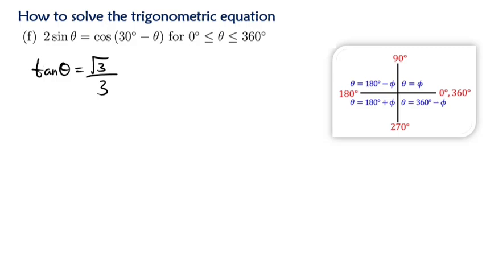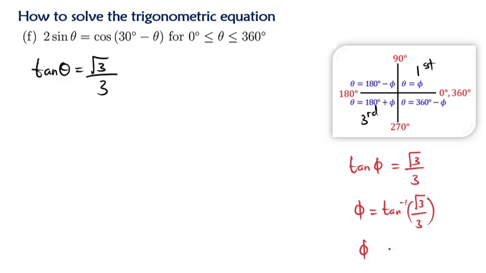So since tan is positive, we know that it is found in the first quadrant as well as in the third quadrant. So what we're going to do here is first find the reference angle phi. I will say tan phi is equal to √3 over 3. So phi is equal to arctan of √3 over 3. So what do we get as phi? The tan inverse of √3 over 3 gives us 30 degrees. Okay, so that's the reference angle.